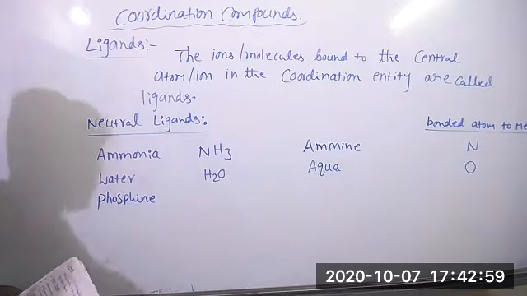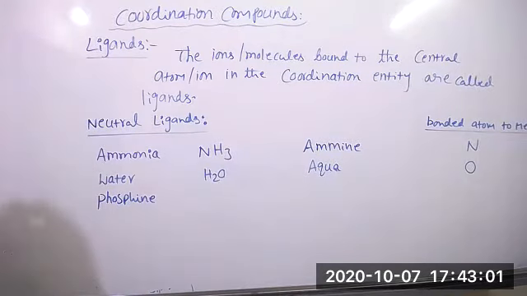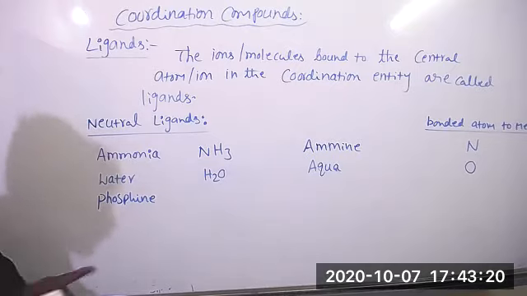Sir, in a compound, from which we find out the primary valency, what do we call the ions outside the bracket? Counter ions, sir. Okay, those are called counter ions. Okay, sir, I was forgetting the name.